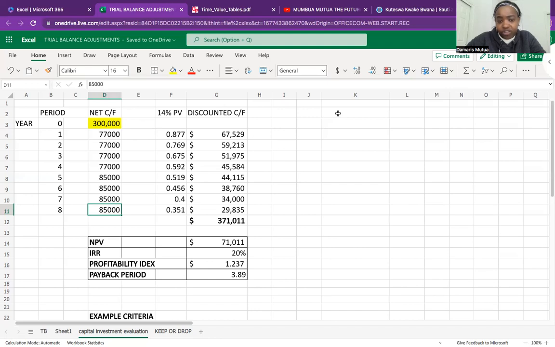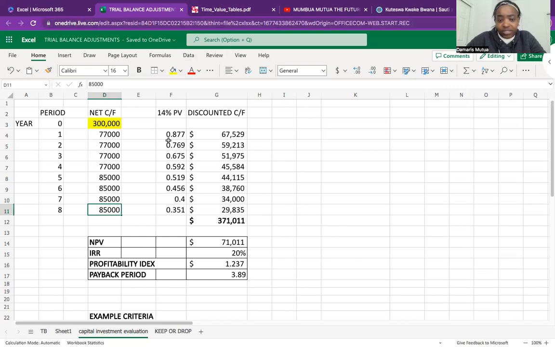And depending on the risk of the project, the discount rate can be adjusted. If we consider a project riskier, we use a higher discount rate. If we consider a project less risky, we use a lower discount rate. So in this example, we're going to be using a 14% discount rate, and we're discounting our future cash flows to present. So we're going to be going to our time value of money table.